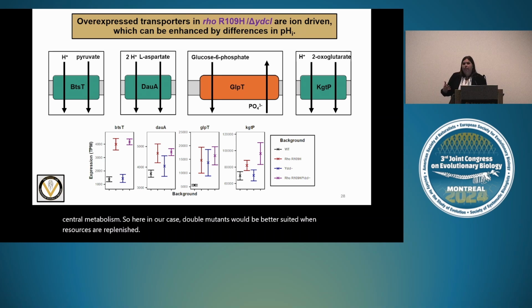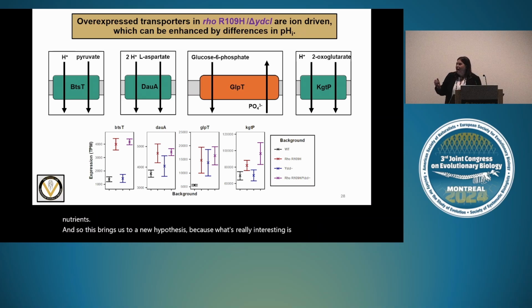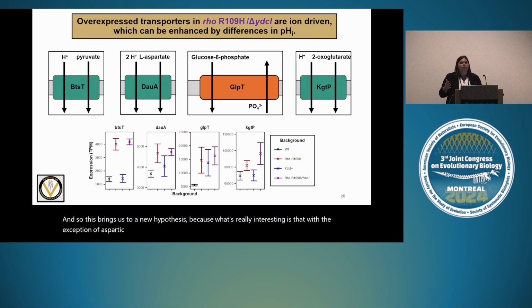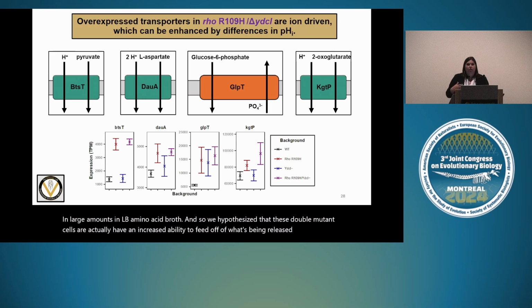And these overexpressed transporters in the double mutant are not just regular old transporters. They're actually ion-driven transporters. And so it appears that the increased intracellular pH of the double mutant confers an increased ability to transport nutrients. And so this brings us to a new hypothesis, because what's really interesting is that with the exception of aspartic acid, we really don't expect these resources to be available in large amounts in LB amino acid broth. And so we hypothesize that these double mutant cells have an increased ability to feed off of what's being released from dying cells, or necromass.